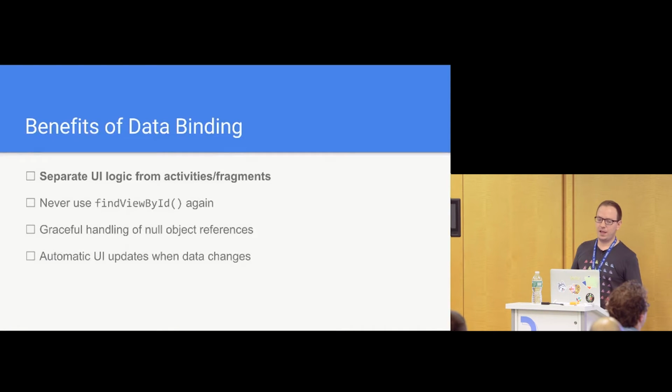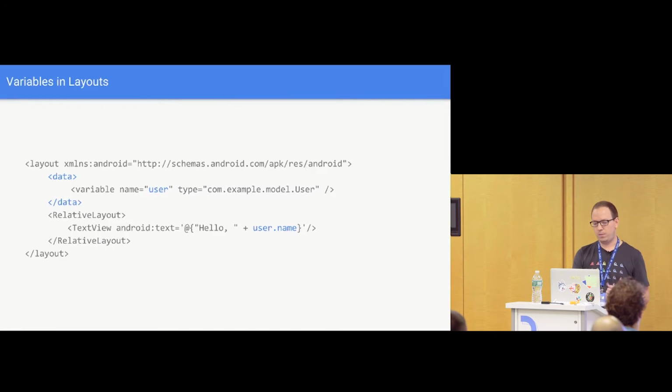First of all, the first and foremost definitely is that you get to separate your UI logic from your activities and fragments. There's a lot of different complex architectures for building applications like MVVM, MVP, MVC. So data binding has a simple way of keeping your view logic out of your activities, which is really quite convenient. So in this example here, I'm adding a new tag into my layout file, and it's just a data block. And within that data block, you can specify variables.